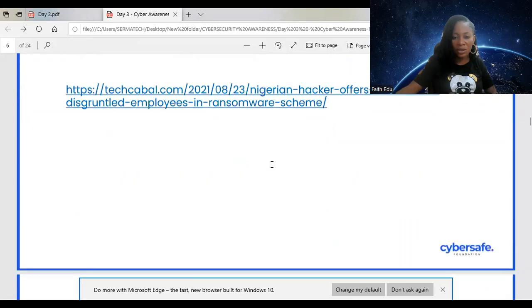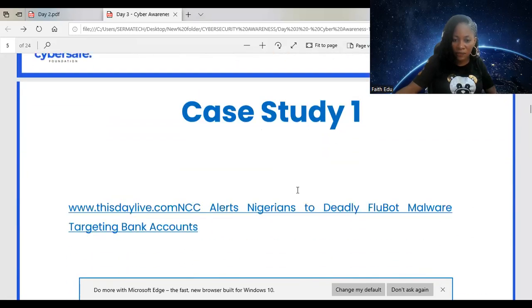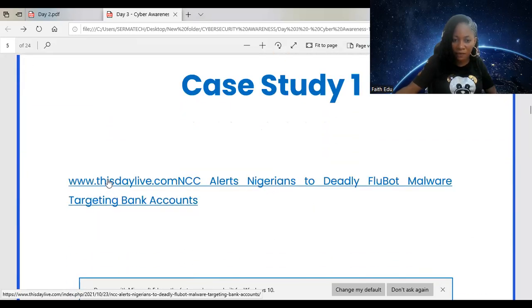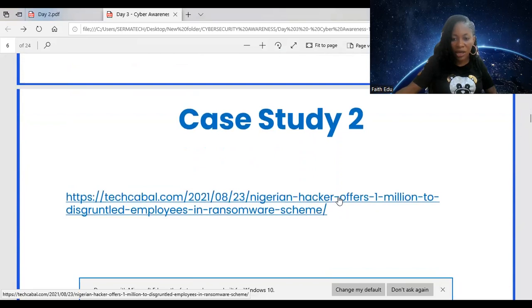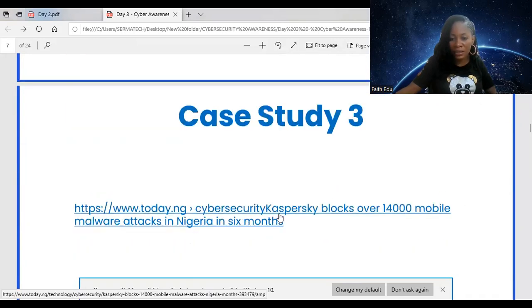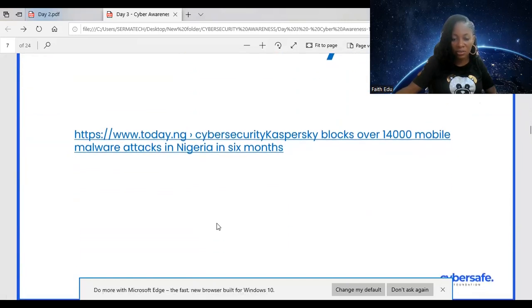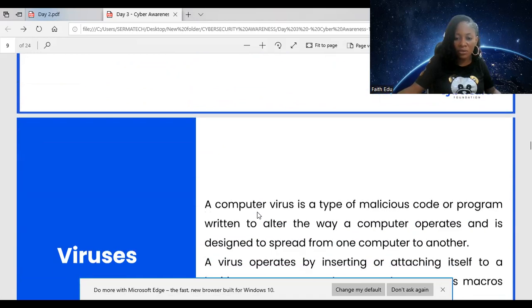Well, all of these case studies give us different examples of malware attacks. The first one here is from This Day website: NCC alerts Nigerians to deadly FluBot malware targeting bank accounts. We have another case study here: Nigerian hacker offers 1 million to disgruntled employees in ransomware scheme. We have the next one here: Cybersecurity, Kaspersky blocks over 14,000 mobile malware attacks in Nigeria in 6 months. And then we have the fourth one. So just go through this case study.